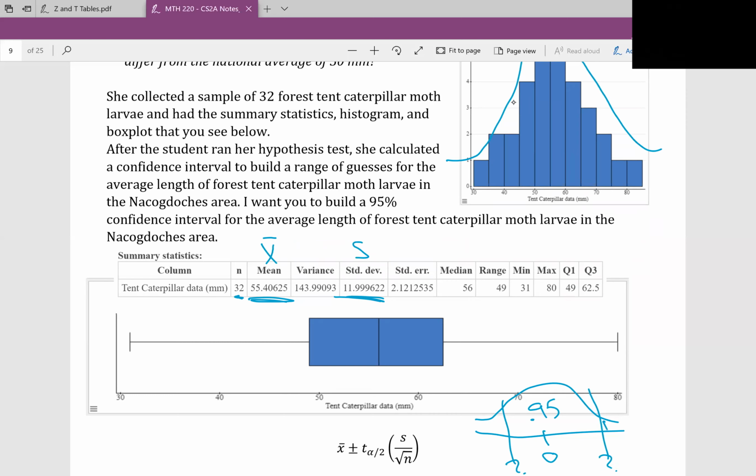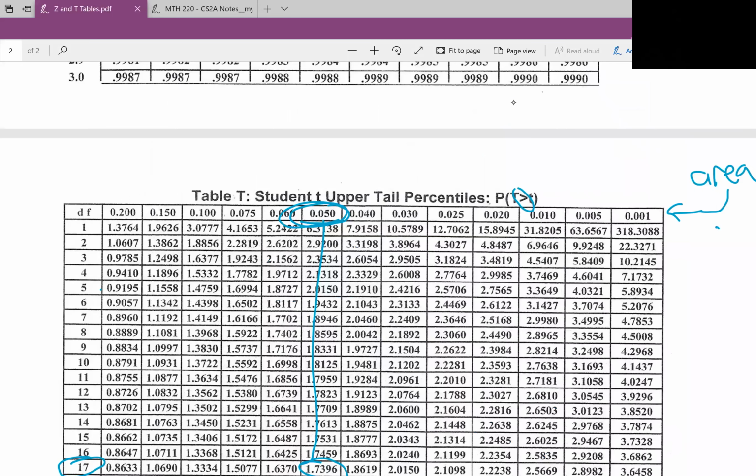Okay, so what area or what value is going to go in this shaded area? It's going to be 0.025. Reminder of how we got that: 1 minus 0.95 divided by 2. Now we need to take our upper tail value and our degrees of freedom to the chart. If our sample size is n, what is our degrees of freedom going to be? Yes, it is going to be 31.